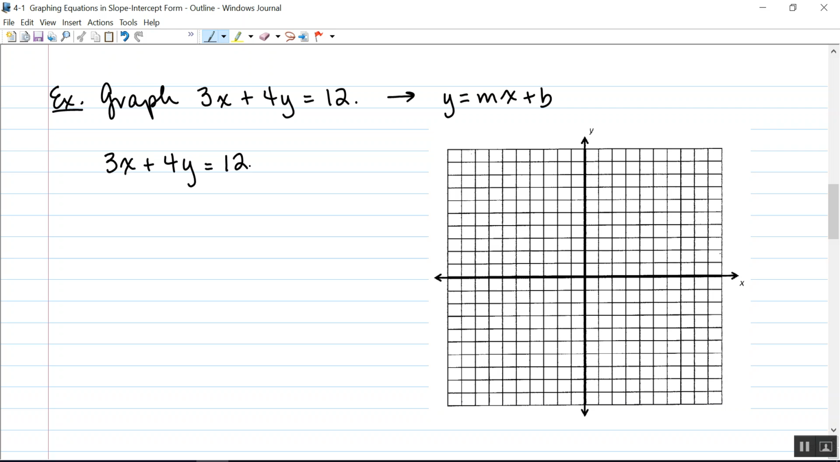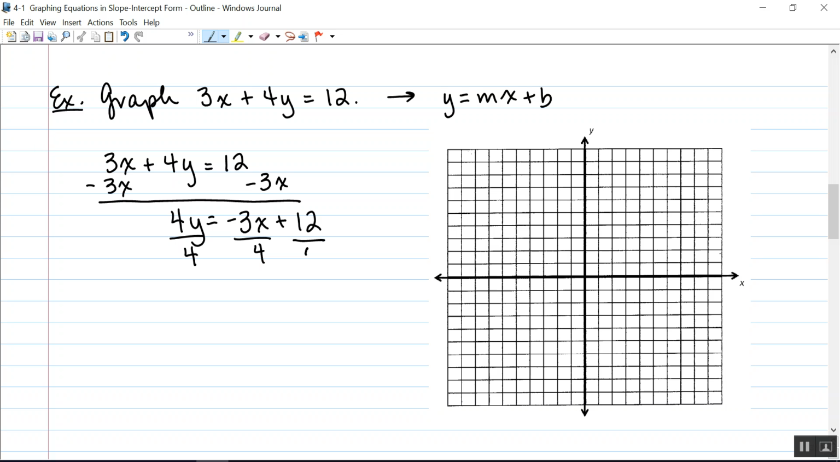Solving this for y means that I need to have y all by itself on the left of the equal sign. So to do that, I'm going to subtract 3x, and that'll leave me with 4y equals, now I could write this as 12 minus 3x, but I want my x before my y-intercept. So I'm going to write it as -3x plus 12. And now I need to divide both sides by 4, which means I need to divide each of these by 4. So that's going to give me y equals -3/4 x plus 3.